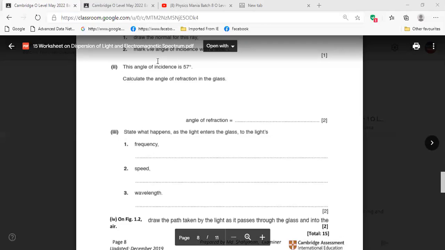Here in this context, we will say that light goes from rarer to denser medium, right? Yes, sir. In denser medium, speed decreases. Speed of the light decreases. That's why wavelength decreases. Are you clear? Yes, sir. So frequency same, speed decreases, wavelength decreases.